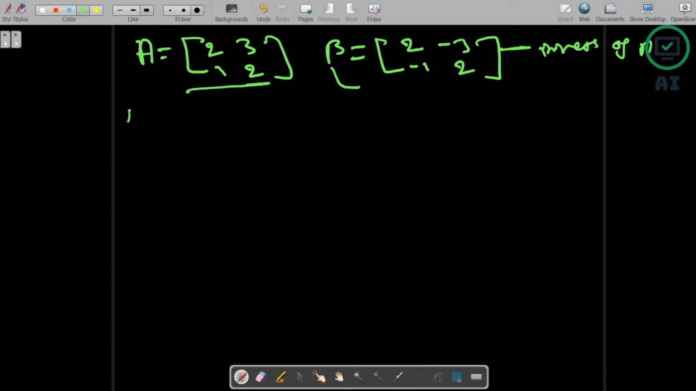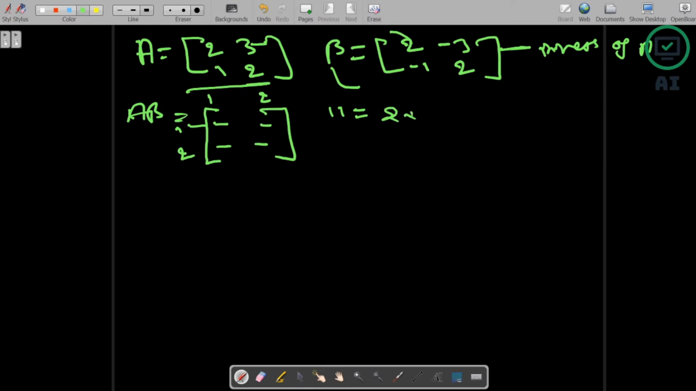So first of all, let's calculate AB. What is the value of this? If you calculate AB, this is the first row, second row, first column, second column. So what is the value of 1 1? It's nothing but take the first row, multiply with the first column. So 2 cross 2 plus 3 cross minus 1, which is nothing but 4 minus 3, 1. So this is the 1.